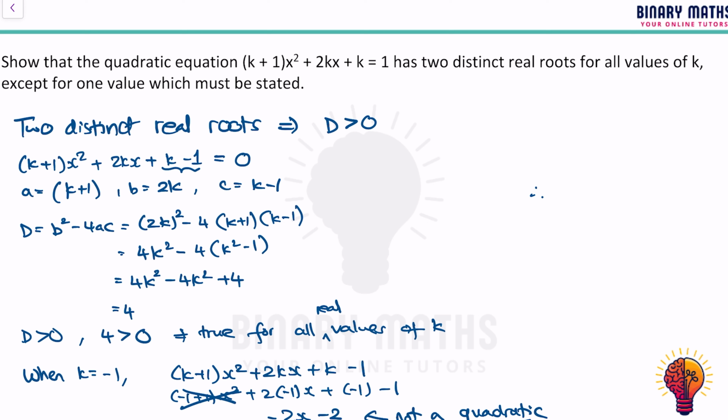So therefore, it has two distinct real roots for all real k except k is equal to negative 1. Because when k is equal to negative 1, this quadratic reduces to a linear, so we can't have that case.